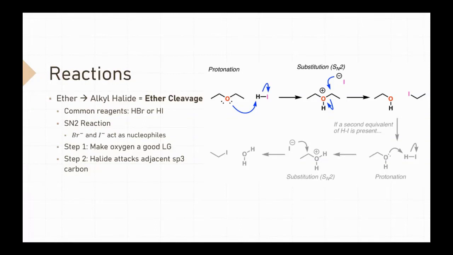From there, this becomes a good leaving group for the nucleophile, which was where the H was, to come back in and substitute one of the R groups. So that's how you would split an ether. You can use HBr or HI, which add good nucleophiles. The proton from the acid just makes the oxygen a good leaving group, so they can do an SN2 reaction.